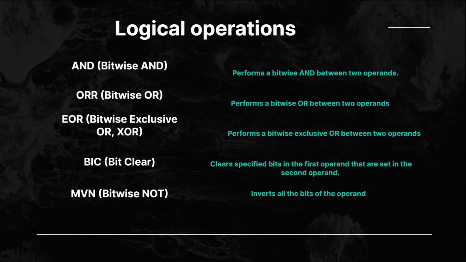The AND operation performs the bitwise AND between the 2 operands. The OR operation performs a bitwise OR between the 2 operands. EOR performs a bitwise exclusive OR between 2 operands. BIC clears the specific bits in the first operand that are set in the second operand. MVN inverts all bits of the operand, which is similar to the NOT operation performed on the operand.